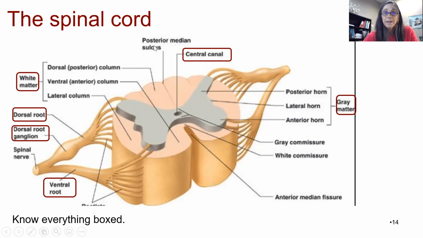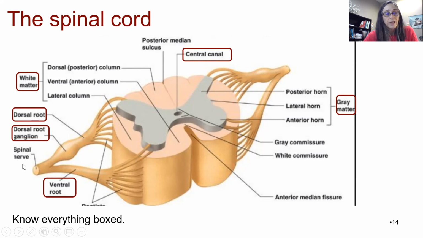Now that you know what side is posterior and anterior, you can really look at the difference in the extensions of the gray matter. Now these extensions are called horns, and they're divided by dorsal and ventral. Dorsal will always be in the back portion, so the posterior side of the spinal cord. Ventral, which is the ventral horns, ventral root, will always be in the anterior portion, okay?